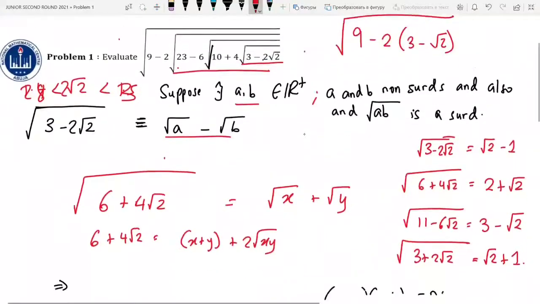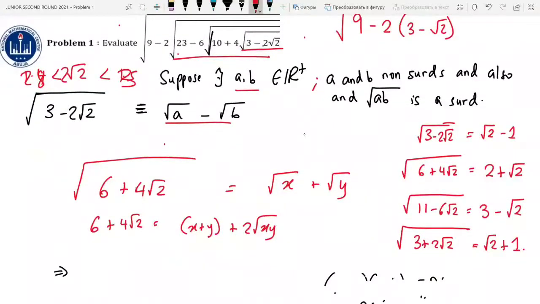So the answer to this question is basically the square root of 3 plus 2 root 2, as we found out, because we started from the innermost and kept on finding. So the answer equals the square root of 3 plus 2 root 2, plus root 2 plus 1. So this is the answer to this question.